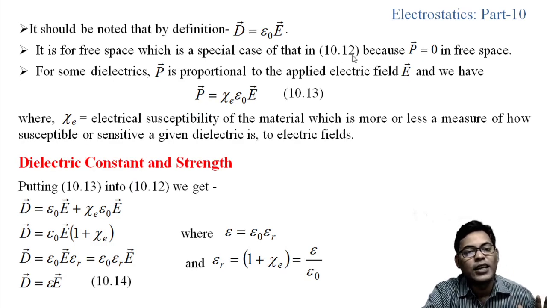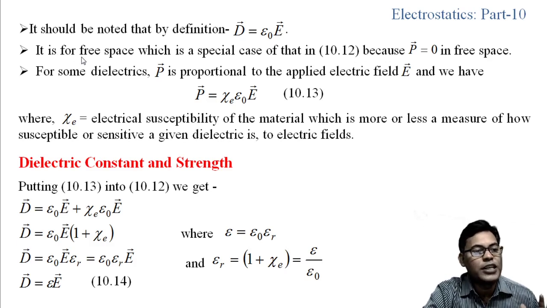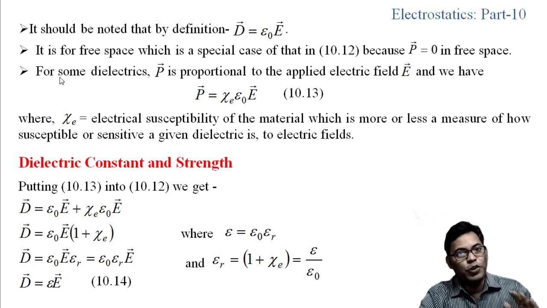You see that D equals epsilon naught E is for free space, which is a special case of 10.12, because P equals 0 in free space. Now we move further.